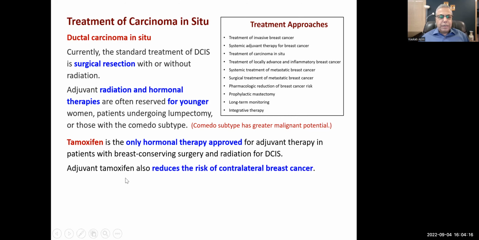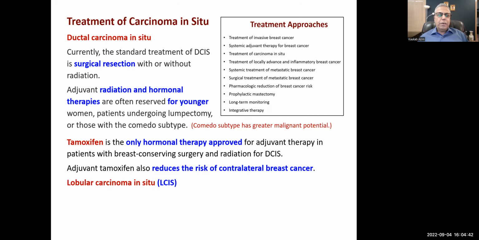Now, adjuvant tamoxifen also reduces the risk of contralateral breast cancer. If you remember in the beginning, I showed you the mediastinal lymph nodes on both sides, the right side and the left side, they have connections with each other. So if the cancer cells go into the mediastinal lymph nodes, they can go to the other breast, okay, which is known as the contralateral breast.